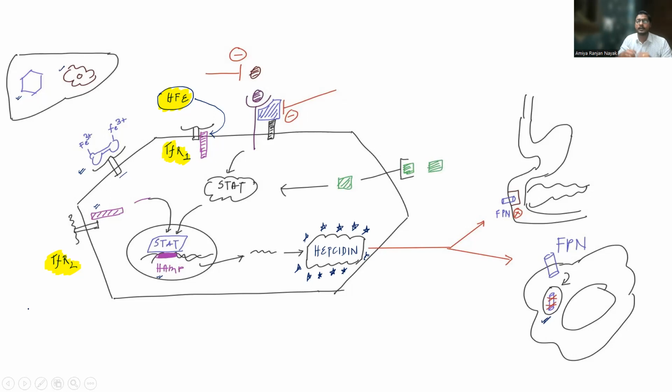But there are certain other proteins, known as bone morphogenetic proteins. These small proteins, the bone morphogenetic proteins, can also increase hepcidin production through the SMAD pathway. That is not important.